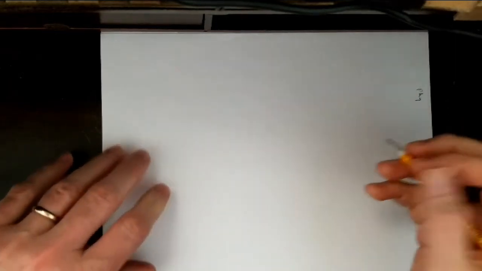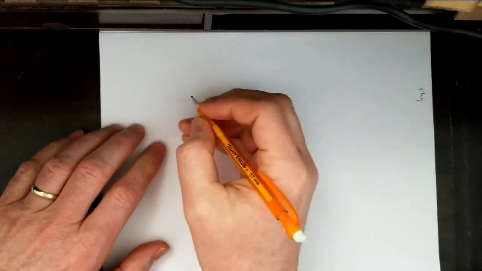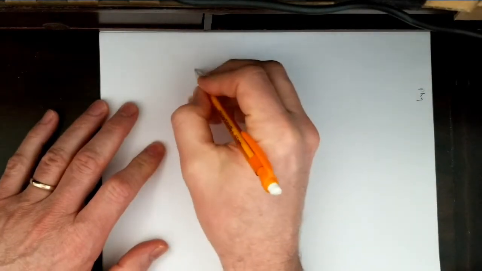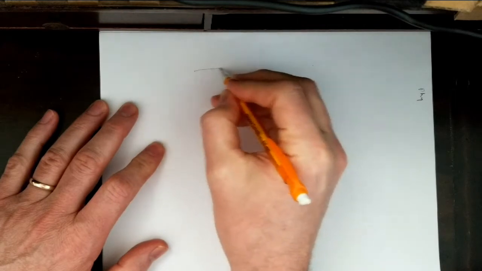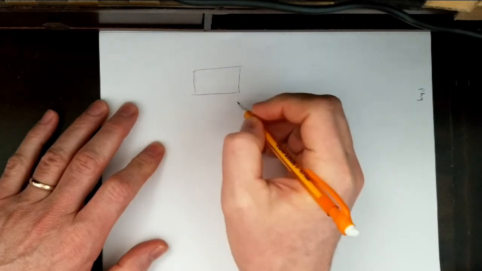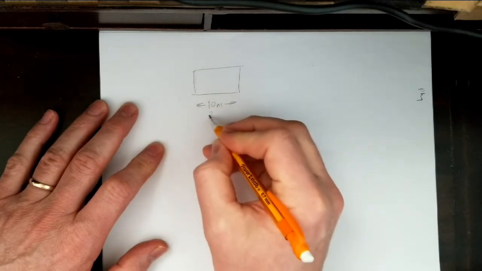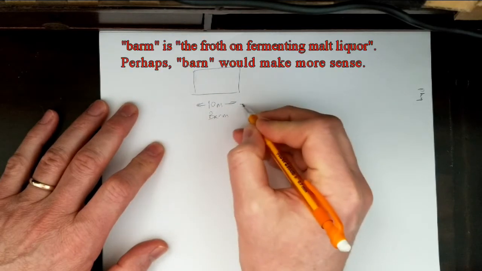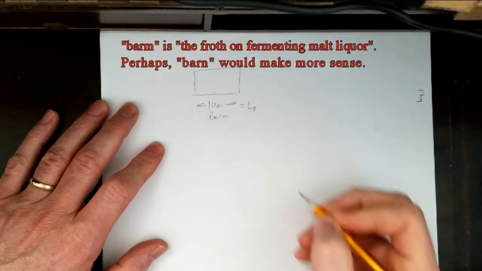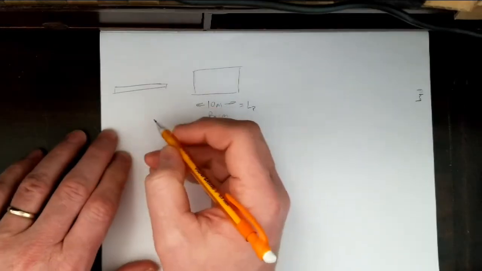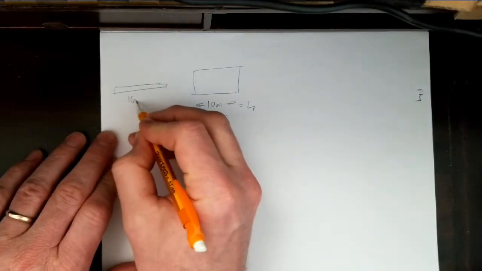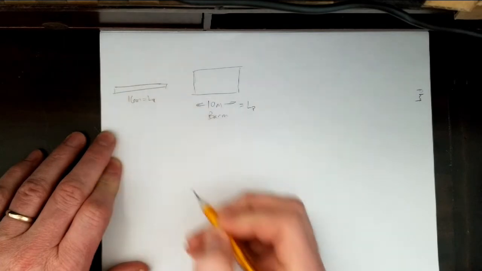All right, so let's deal with a problem dealing with the different reference frames and relating between the two. So I have a barn here that is 10 meters long. This is the rest length, so the proper length right there, 10 meters. I have a pole here that's 16 meters long, as in its proper length right there.